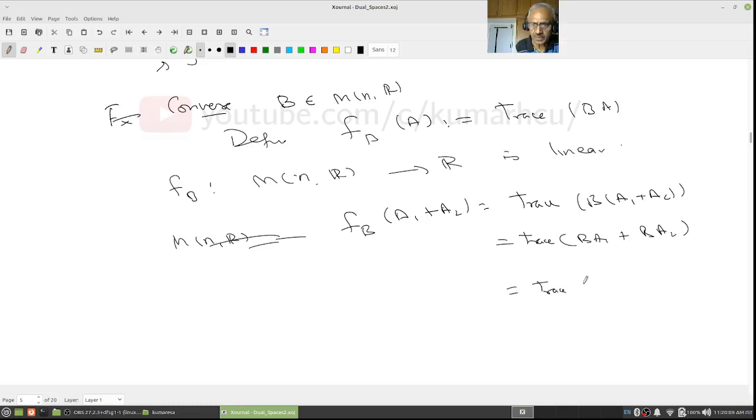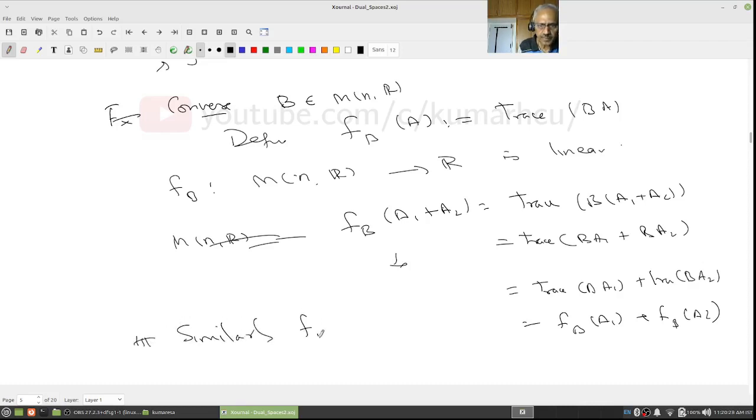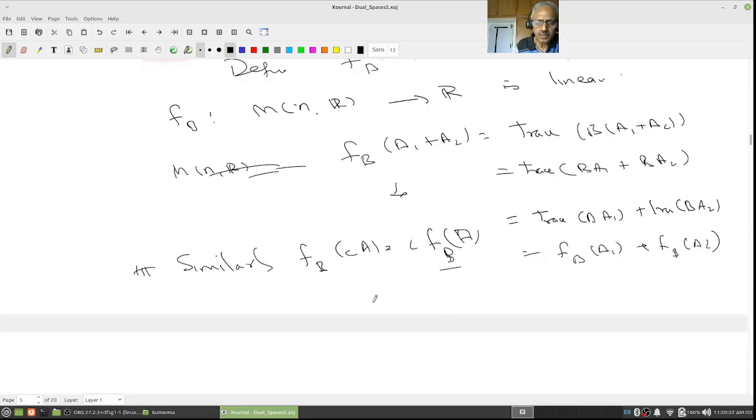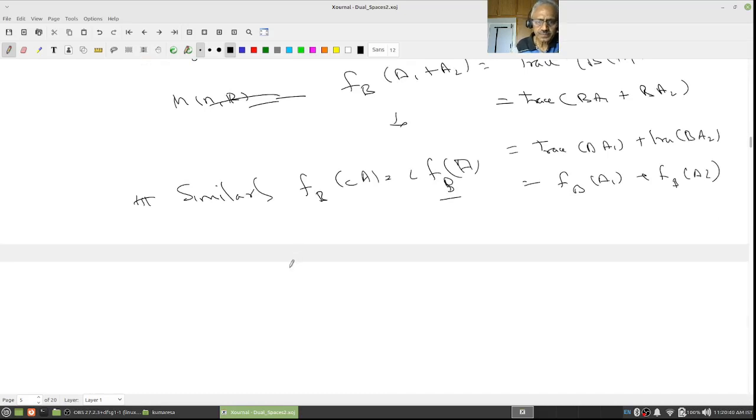BA1 plus BA2, because matrix multiplication is distributive, but trace is additive. Therefore it is trace of BA1 plus trace of BA2, but that is f_B of A1 plus f_B of A2. Therefore this is additive, and similarly f_B of C times A is C times f_B of A.